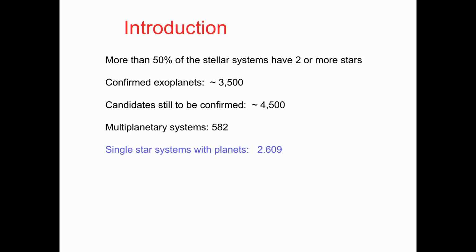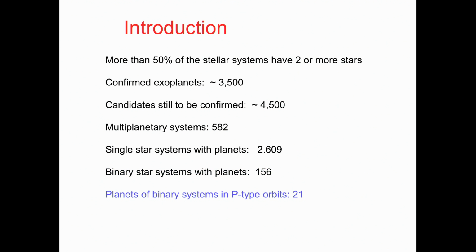So we all know that there are many stars that are not single, and there are plenty of planets that have been discovered. But in terms of binary stars, we have 156 is about the number. And from those we call the orbits of planets of P type around 20.